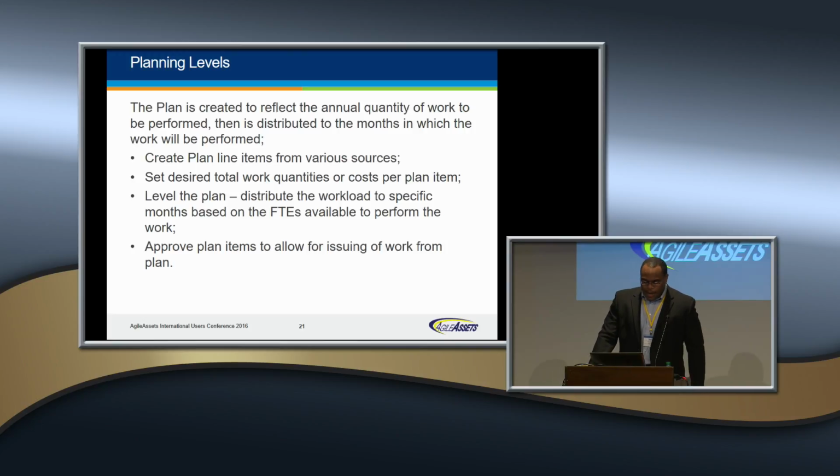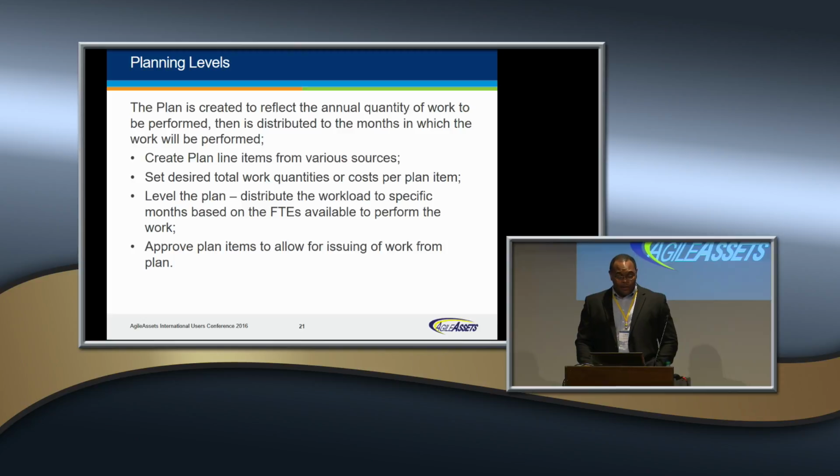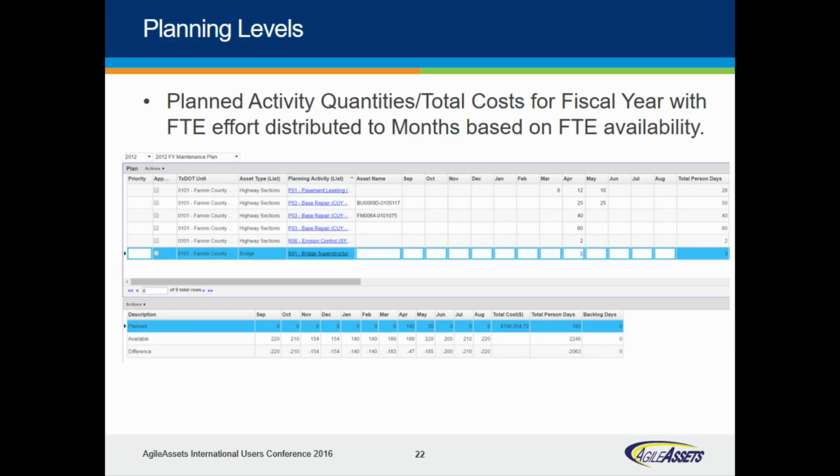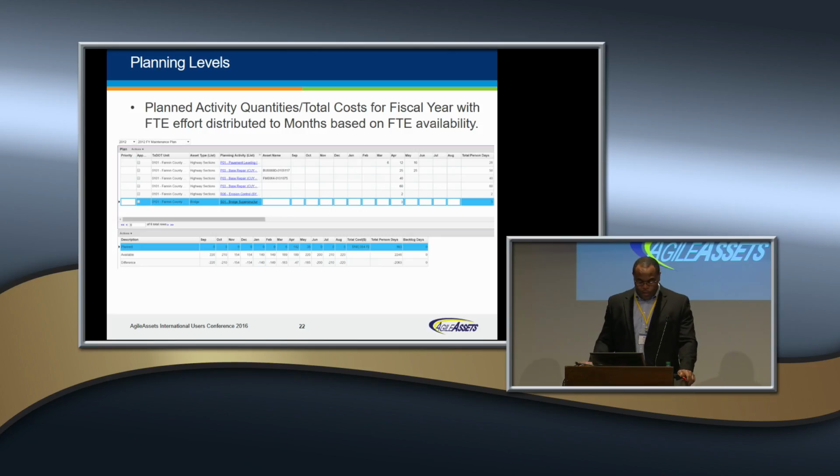Okay, we can then finally, after we have the plan level, approve plan items to allow for issuing of work from that plan. So this is a shot of the plan matrix window where we can put in the plan quantity of work for the fiscal year, and then we can also go in and distribute what months we actually want that work performed in.